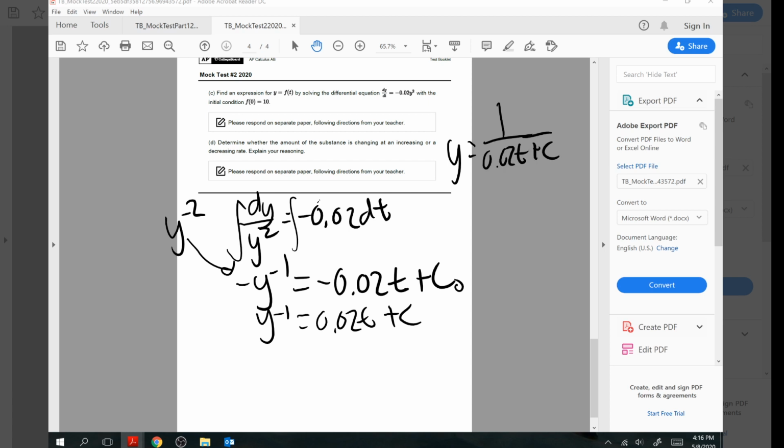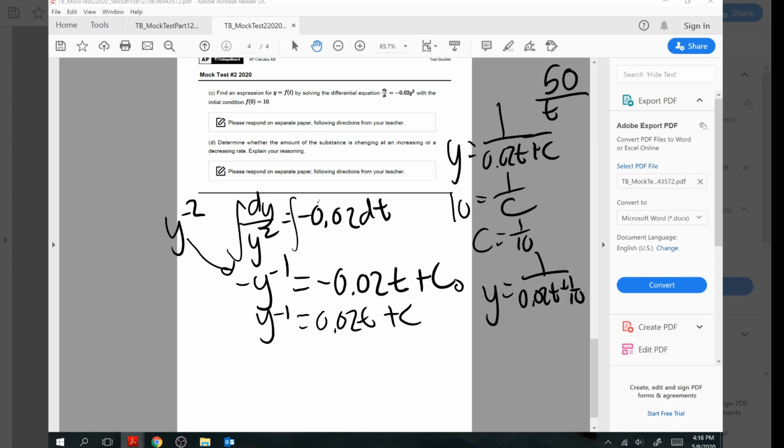And we use the initial condition that t is 0 and 10 is my y to solve for c. So c is just 1/10. And so that was the equation. You got full credit for getting to this answer. Or if you did it the other way, where you moved the 0.02 to the other side, you should have gotten something like 50 over t plus 5, I think, which is exactly the same. It's just multiplied by 50 over 50. So either of these answers was totally chill.